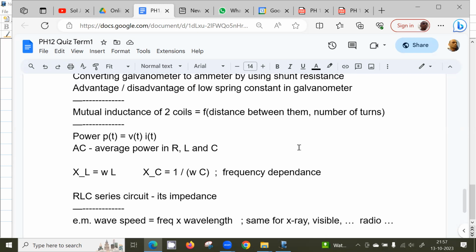So just go through the list of concepts I gave. Which one do I have to discuss now? Sir, advantage or disadvantage of low spring constant, sir. What? Advantage or disadvantage of low spring constant.